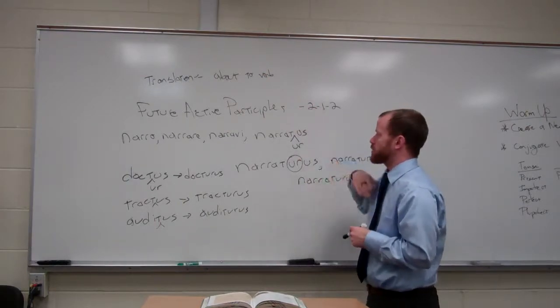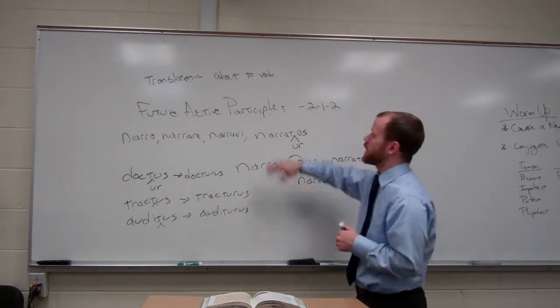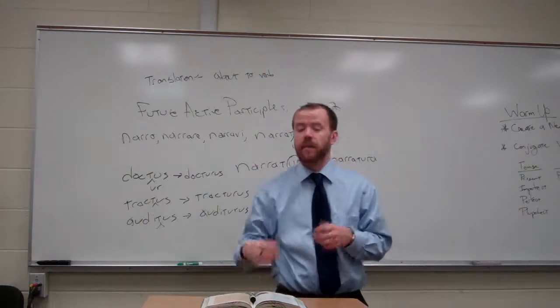So that's what we have here. We have future active participles. The UR is the identifying mark, and the translation for them is about to verb.